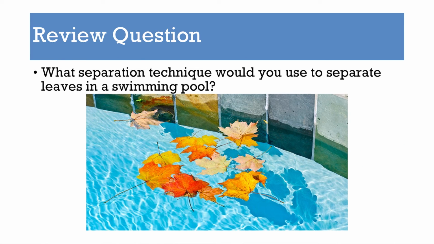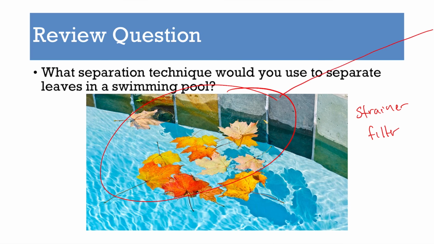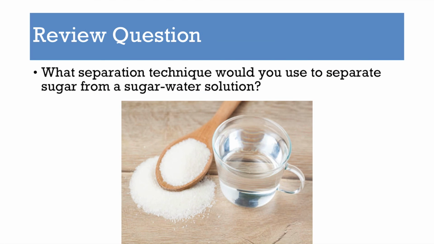Here we have leaves in a swimming pool. How would you get this out? You might say, some kind of strainer or some kind of filter. Take a giant net. All of the leaves will get stuck. Water will come through. Got yourself a clean pool. So some kind of filter would work quite well for this.